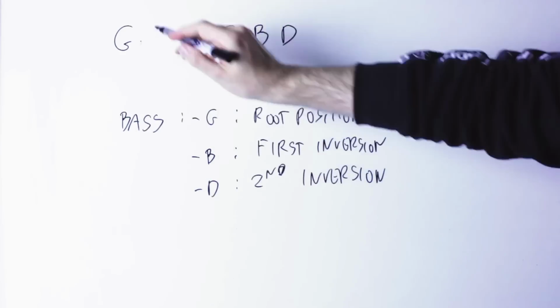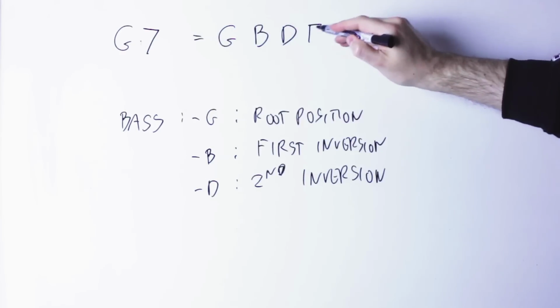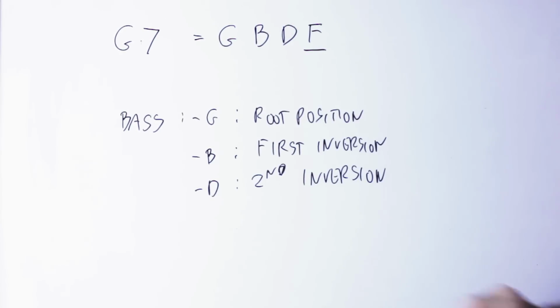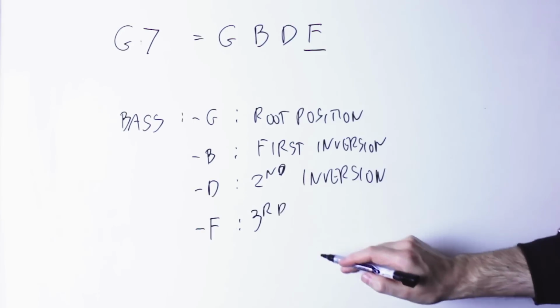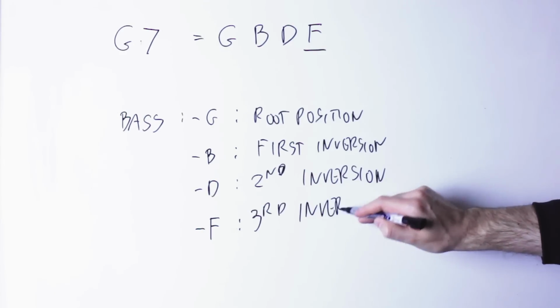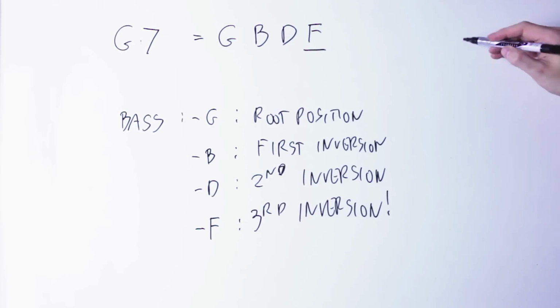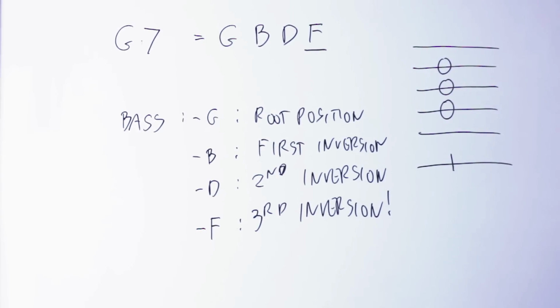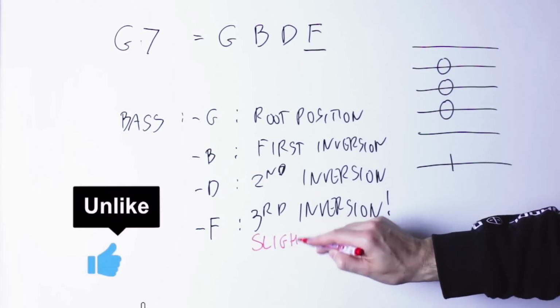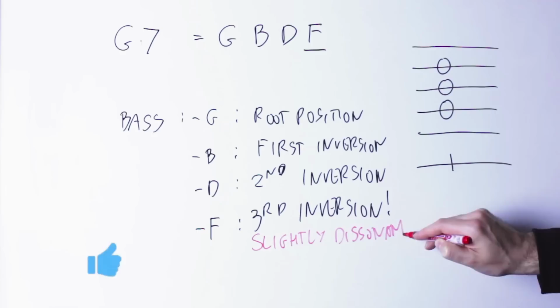But if rather than having a G major triad, we had a G dominant seventh chord that has notes G, B, D, F, then when I put the seventh, the F at the bass, I get a third inversion chord. This chord by itself is slightly dissonant and it works only in the right context.